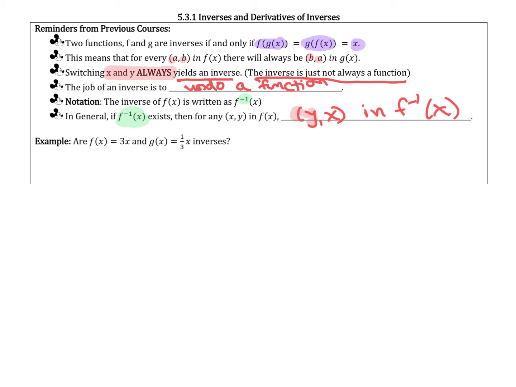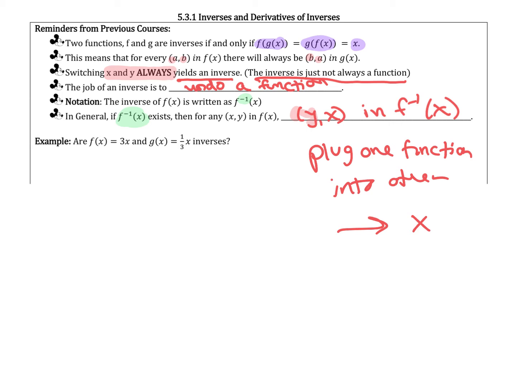So how do we determine if two functions are inverses? What you do is you simply plug one function into the other and simplify to see if you get x. If you get x, then they are inverses. If you do not get x, then they are not inverses. So let's go ahead and look at this example. Our f of x, which is 3x, and g of x, which is 1/3 of x, are they inverses?